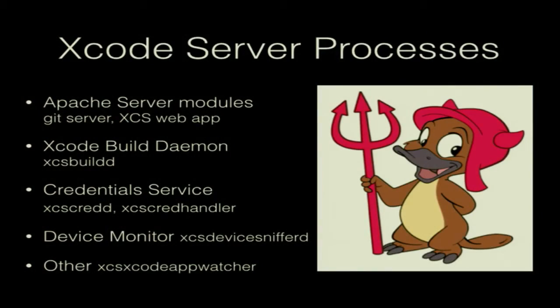Right? There's a device monitor daemon. This basically detects when you plug in a new device and informs Xcode Server so that you know that you can have this device as an option to build. And then finally, there's this daemon XCS Xcode App Watcher. I honestly don't know what that does. I haven't figured it out. If any of you figure it out, please let me know. I suspect that what it's doing is it's actually watching the execution and detecting when things are done, but I'm actually not sure.